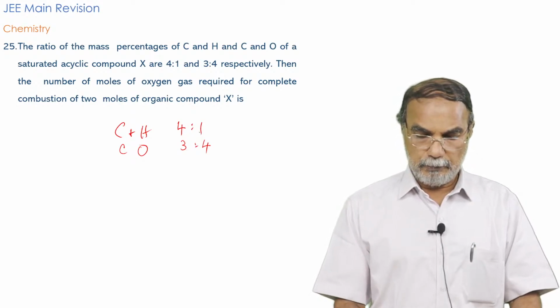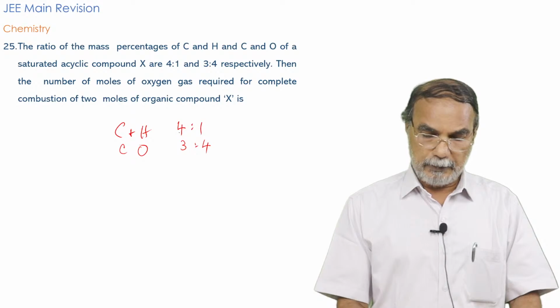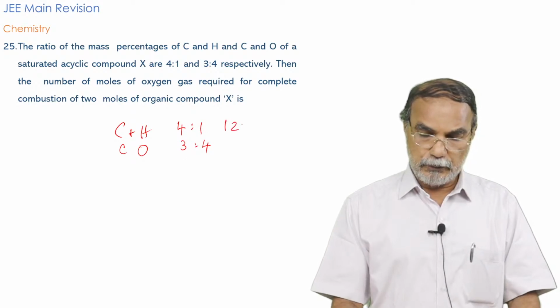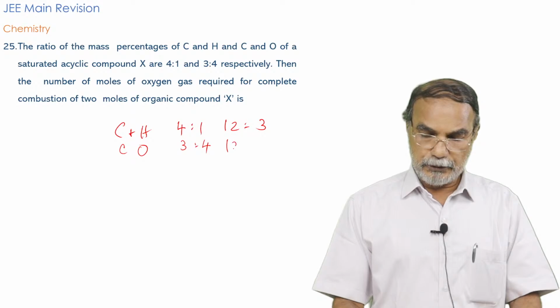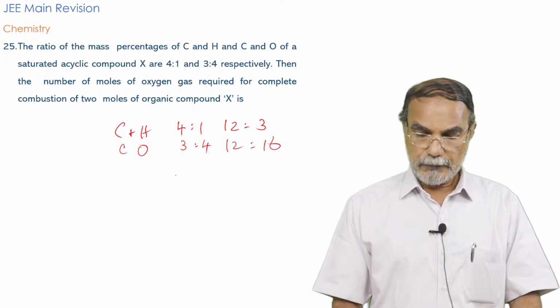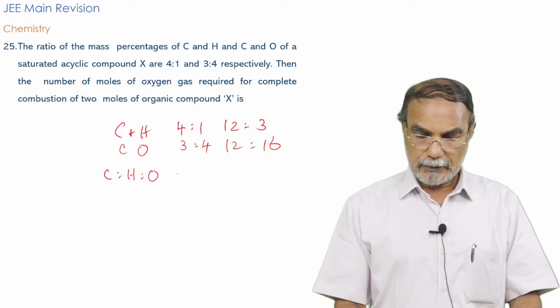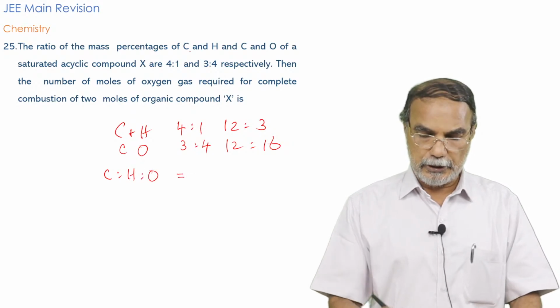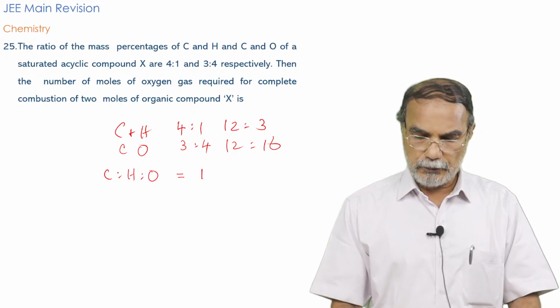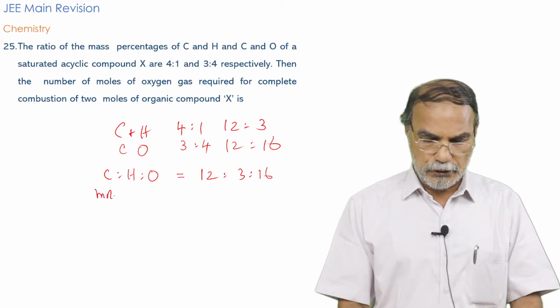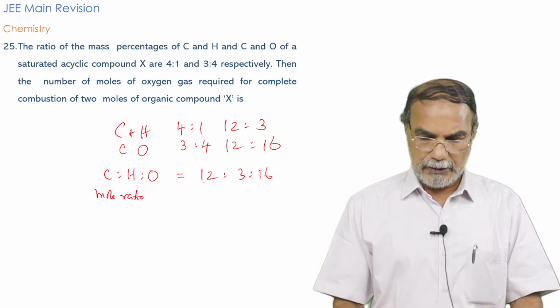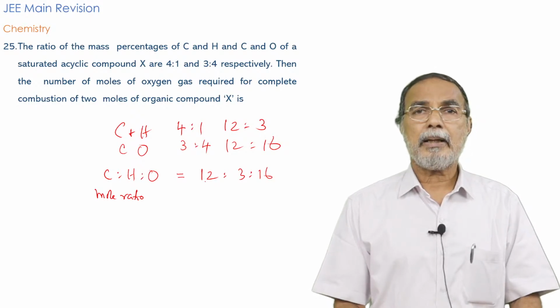And you make it 3. Carbon is 4 here and carbon is 3 here. So if you make the carbon the same, it will be 12:3 here and 12:16 here. So the ratio of carbon, hydrogen and oxygen is the mass percentage ratio, 12:3:16.